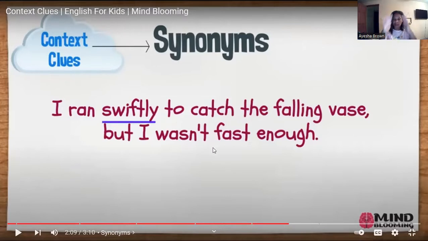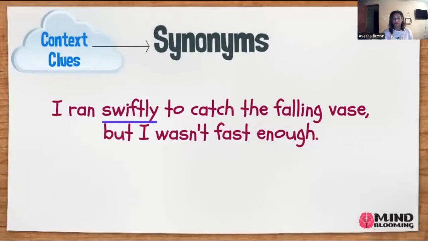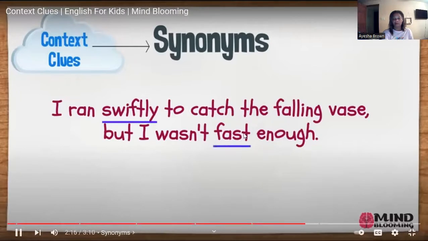So a vase is what you keep flowers in, right? So if a vase is about to tip over and fall, and you're running swiftly, how are you gonna be running to catch this vase? Okay, what's a word in here that might mean the same as swiftly? The next part of the sentence gives me a clue. It says that I wasn't fast enough, which means that I must have been running fast. That means the word swift is fast.